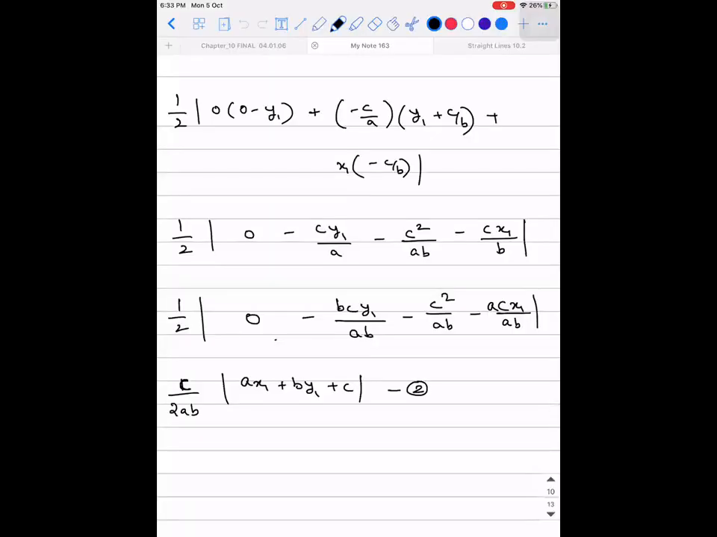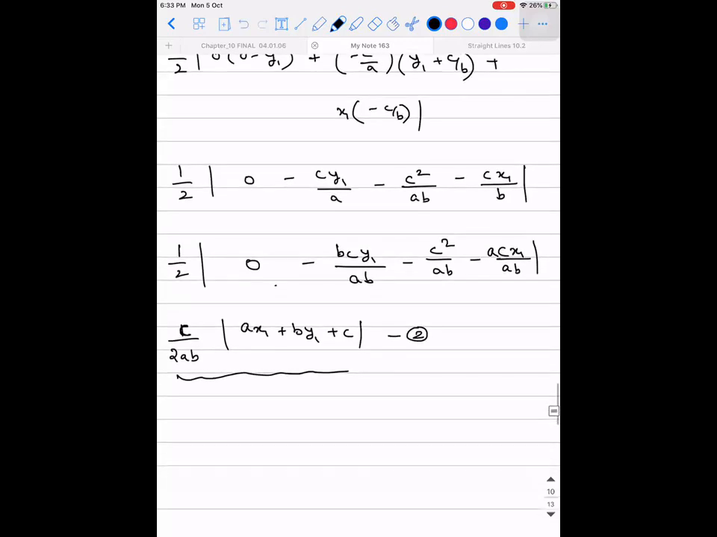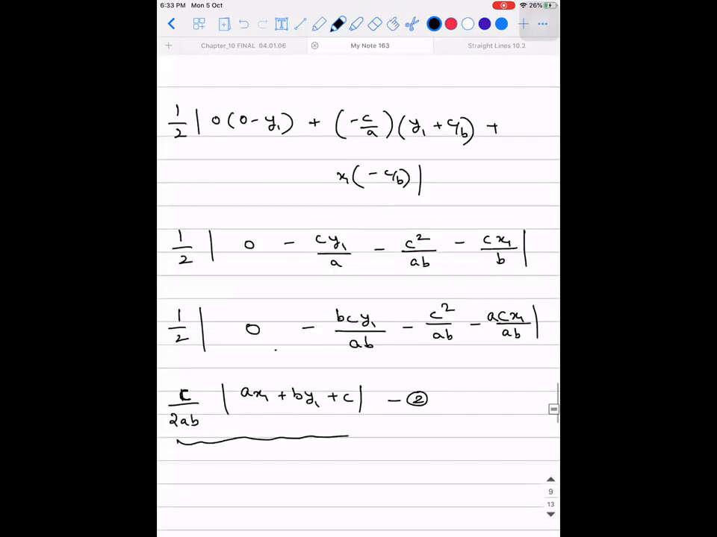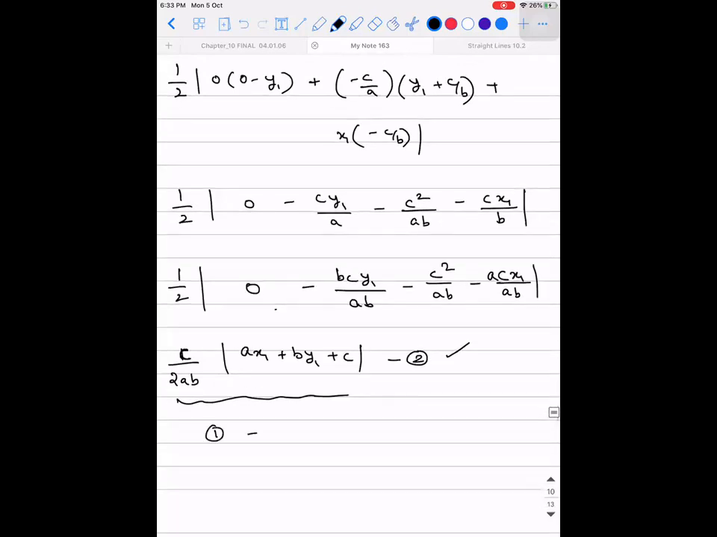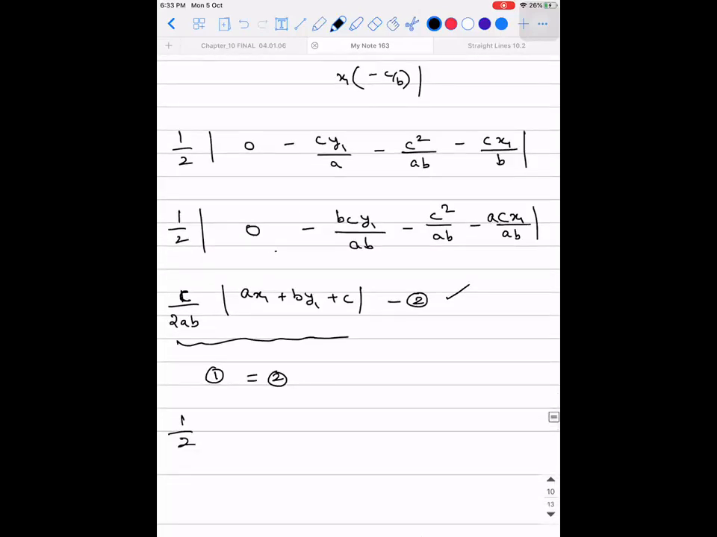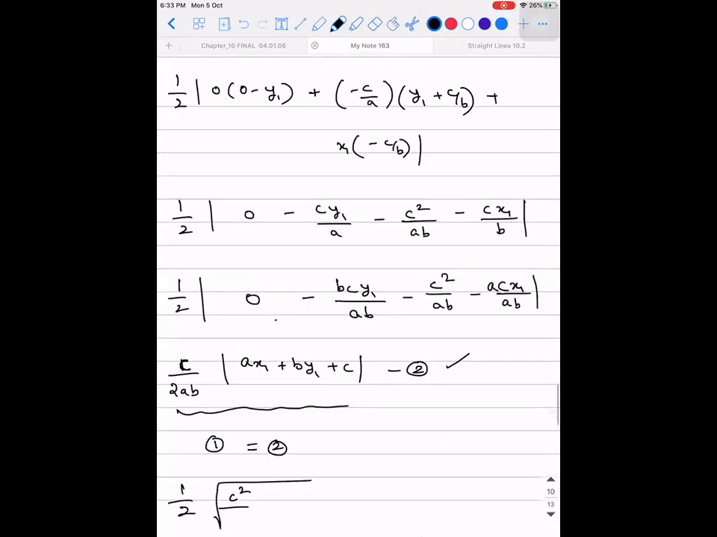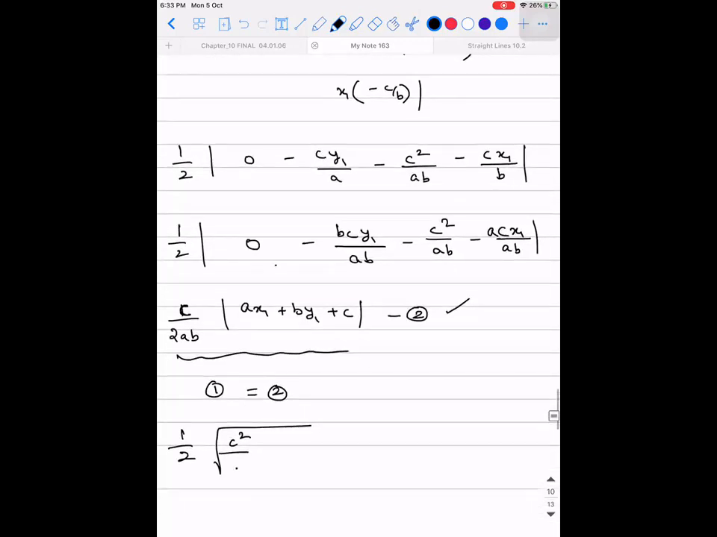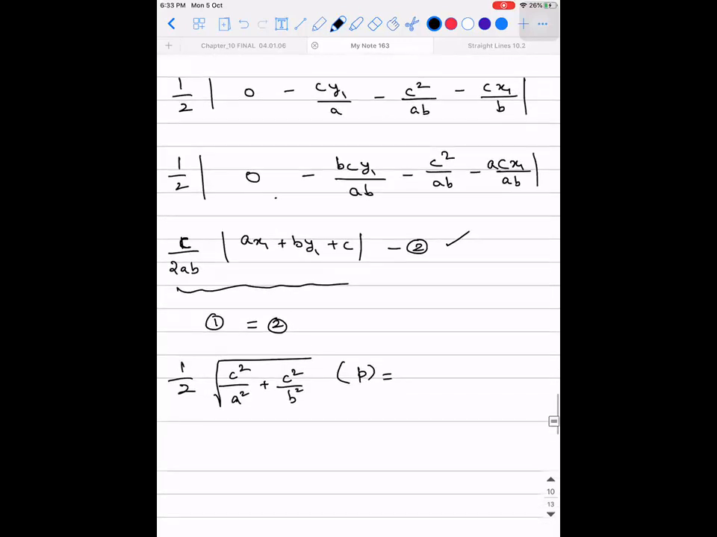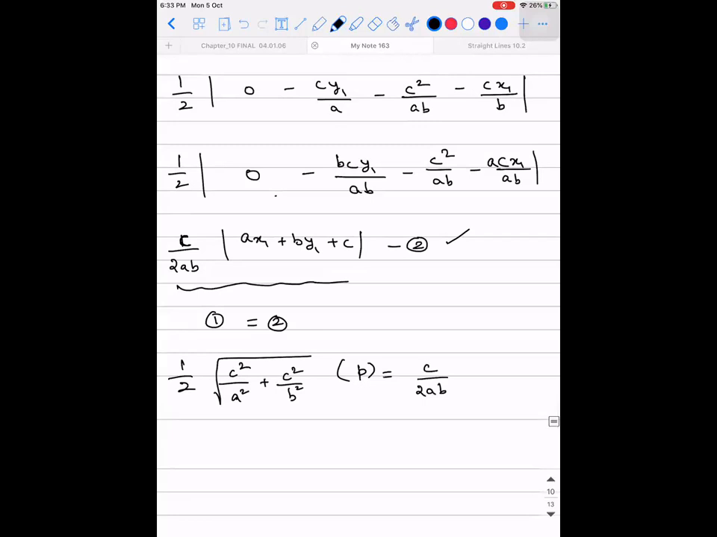So this equation number 2 represents what? This is also the area of the triangle ABP. So expression 1 also spoke about the area of triangle ABP, 2 is also speaking about ABP. Can I conclude 1 is equal to 2? When 1 is equal to 2, then you will have half into under root of c square divided by a square plus c square by b square into the perpendicular distance p, is equal to c divided by 2ab into modulus of ax1 plus by1 plus c.